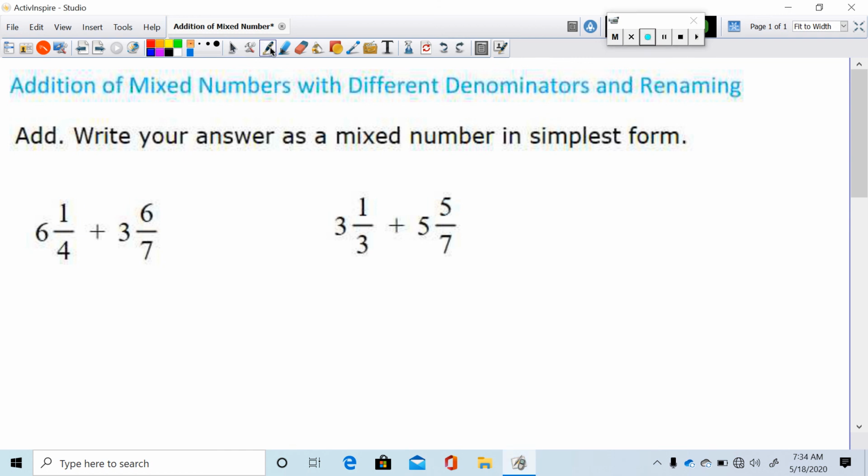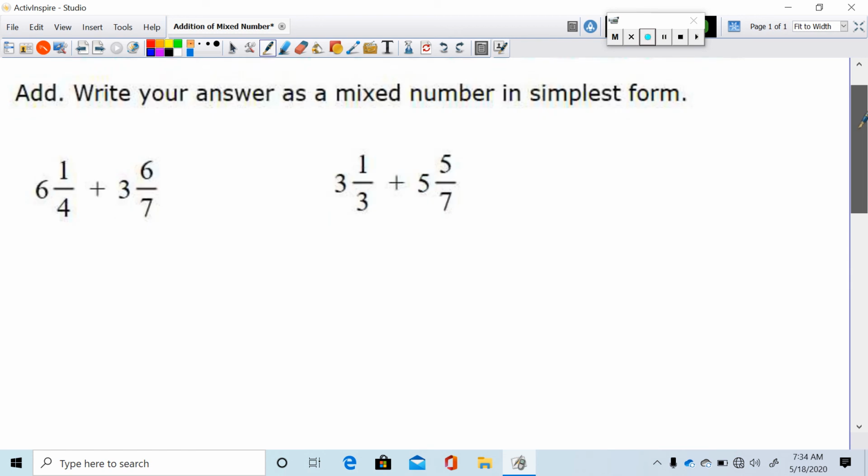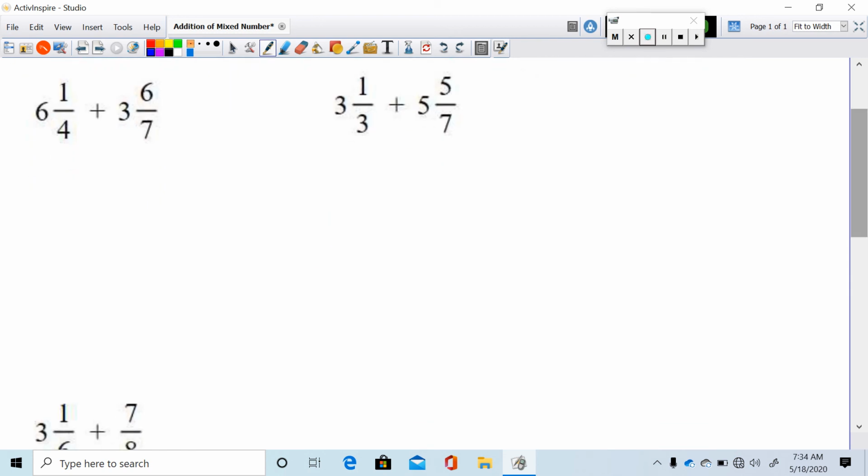Adding mixed numbers, I'm going to get common denominators, but I'm going to write them vertically so that I can work with them, and I'm going to write them as parts. So here's what I mean. 6 1/4, whole number to the left, fraction to the right. And 3 6/7. Okay, so I'm going to deal with the fraction part first.